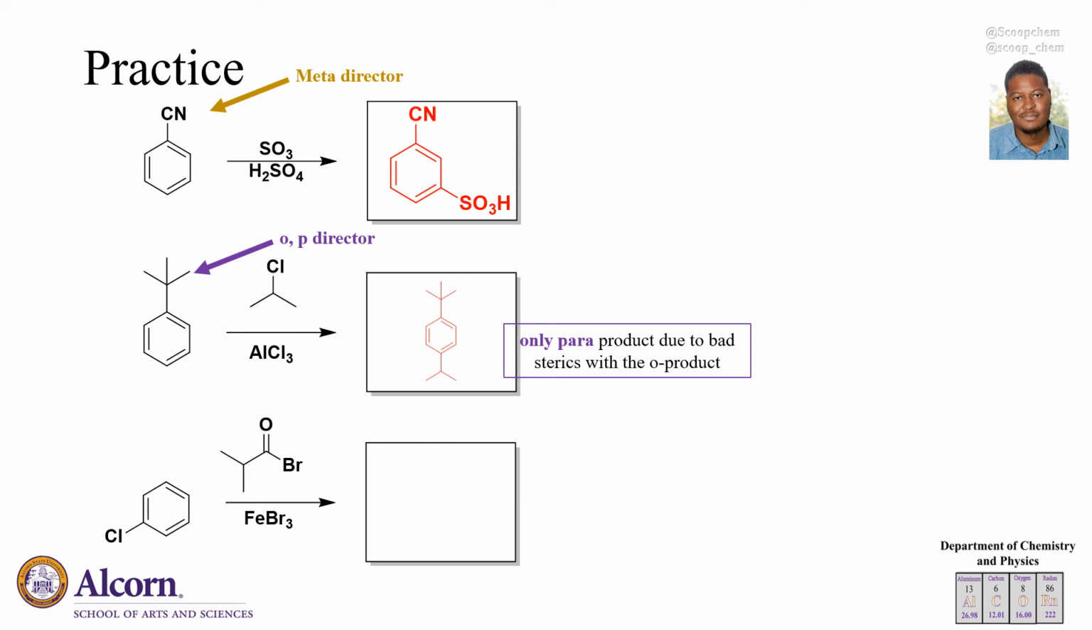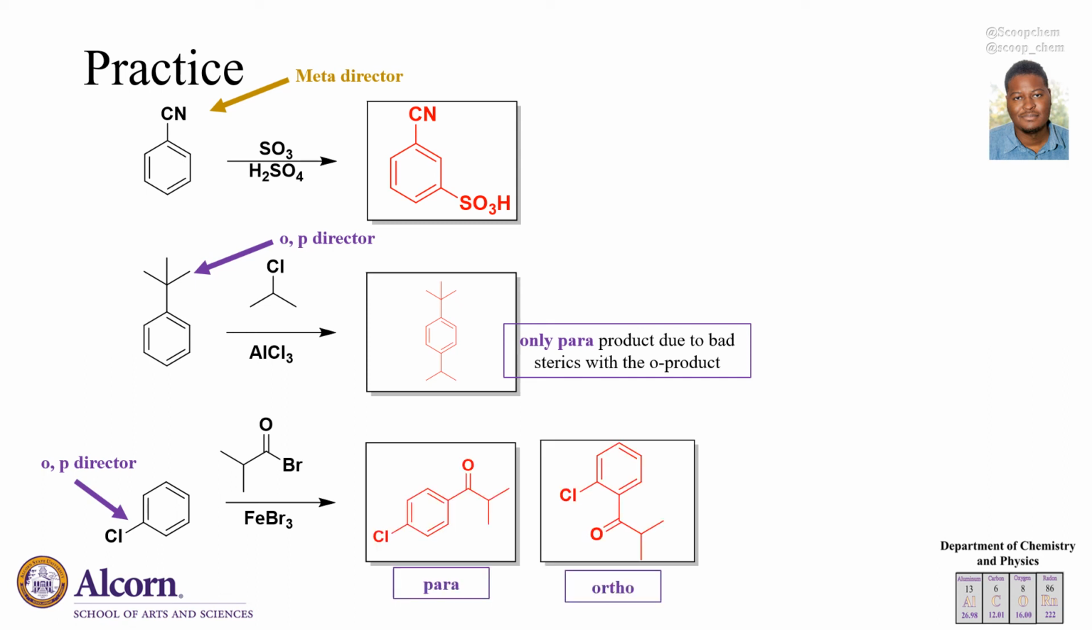All right, the last problem here has a chlorine, and chlorine is a directing group, right? So it's an OP director, okay? And I have this acid halide with a Lewis acid. So this is Friedel-Crafts acylation here. And I'm going to get two products. I'm going to get the para position, and I'm going to get the ortho position substitution.